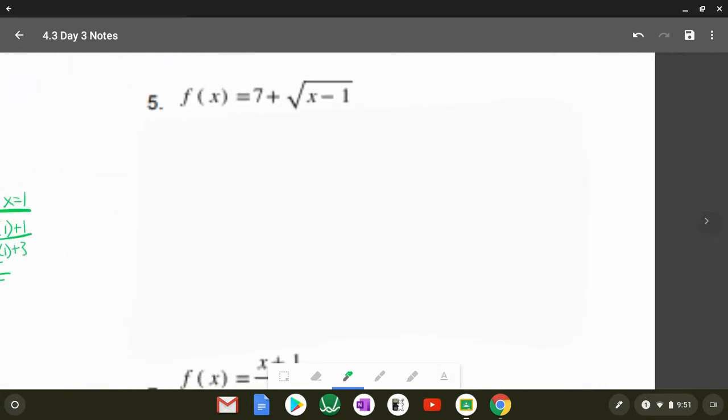Go ahead and try this one on your own. Pause the video. Try it on your own, and then when you're done, unpause it, and then check your work and see if you got it right.